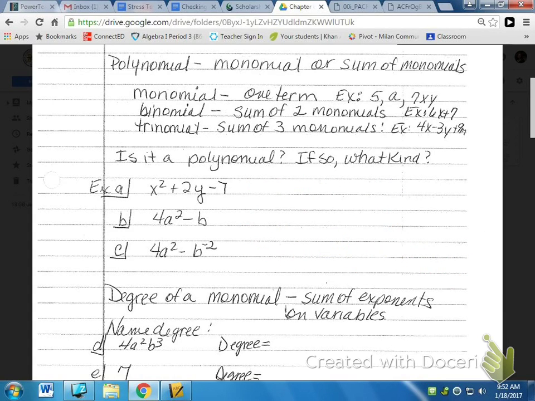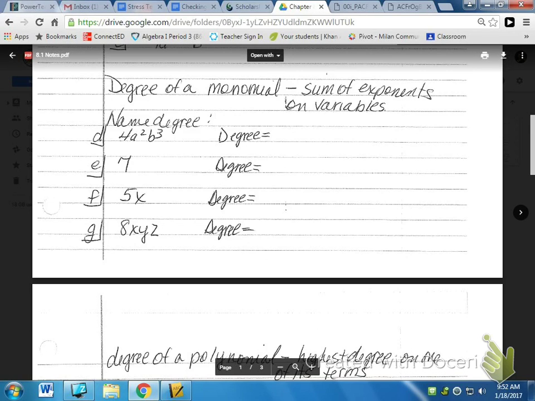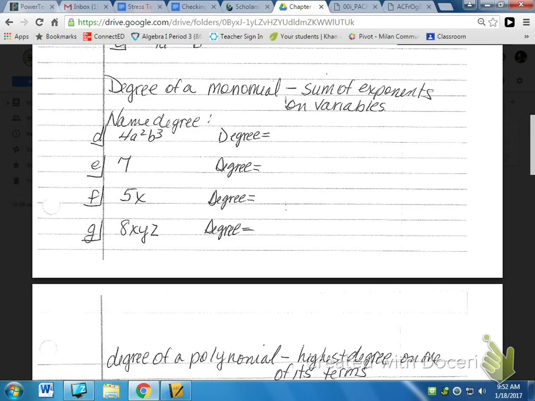Next, degree. We talked about this last year too. We'll see if you remember. It's really important you understand the difference between these next two sections. Degree of a monomial is the sum of the exponents on the variables. So looking at these, we've got to find the degree. Example D, 4a squared b cubed. Josh? 5, because a squared b cubed is where you'd be focusing. I've got a 2 and a 3. That would make the degree 5.